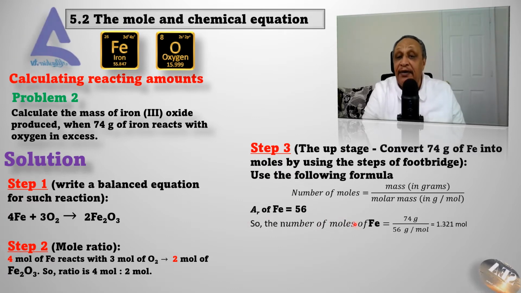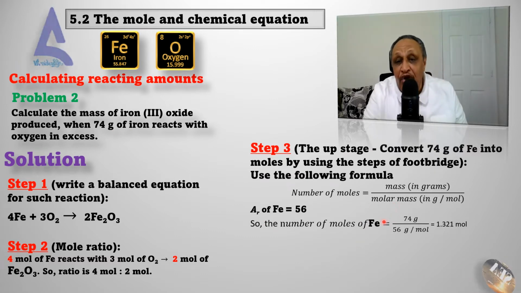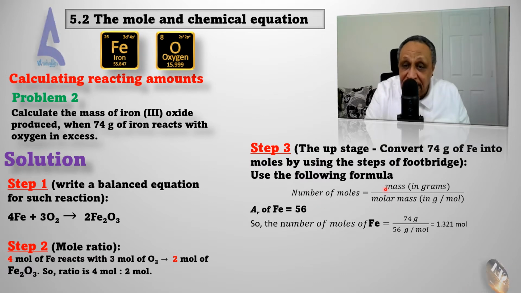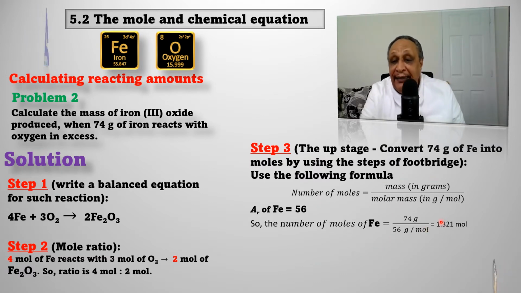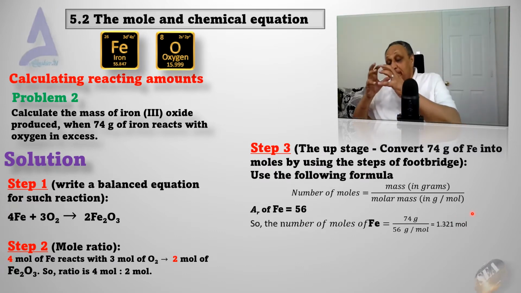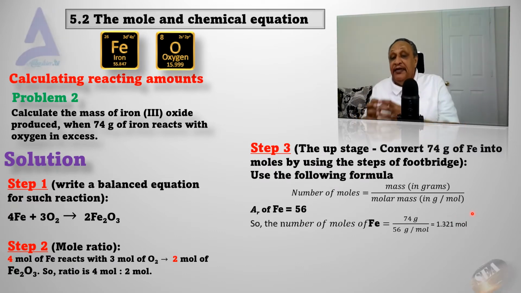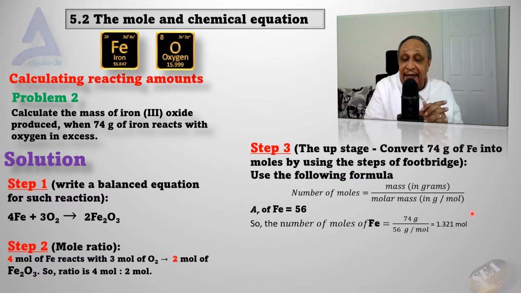Then the number of moles of iron equals this amount of iron over this amount, which is the molar mass in grams per mole, and it is 1.321 moles. Now I have 50% of the problem solved. Let us go and see the other 50%.